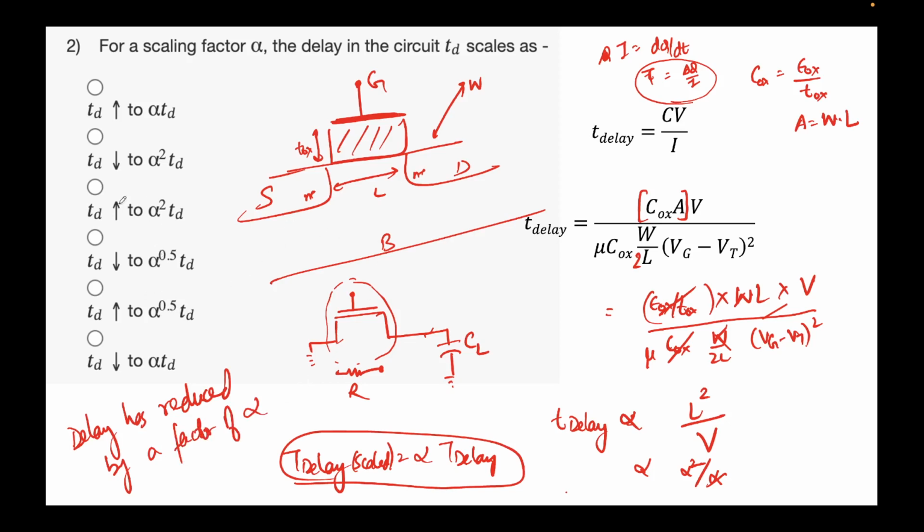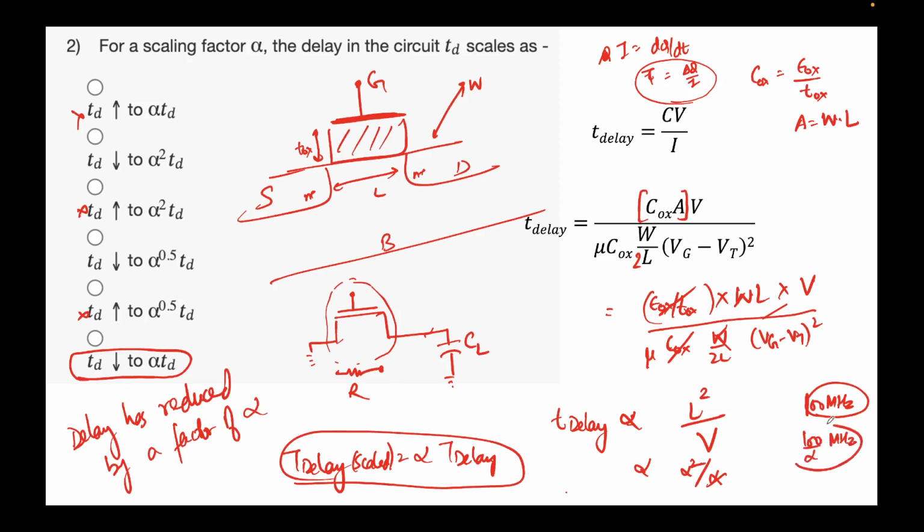So we see TD reduces, so it does not increase, it reduces to alpha TD. And what is the manifestation of this? The manifestation of this is very prominent, in fact. So when we have lesser delay, this means you can switch faster from on to off to on, right? So let's say earlier if you're switching at 100 megahertz, that is only what your device could support. Now your delay has reduced, now you can switch faster, so you can go to 100 by alpha megahertz.